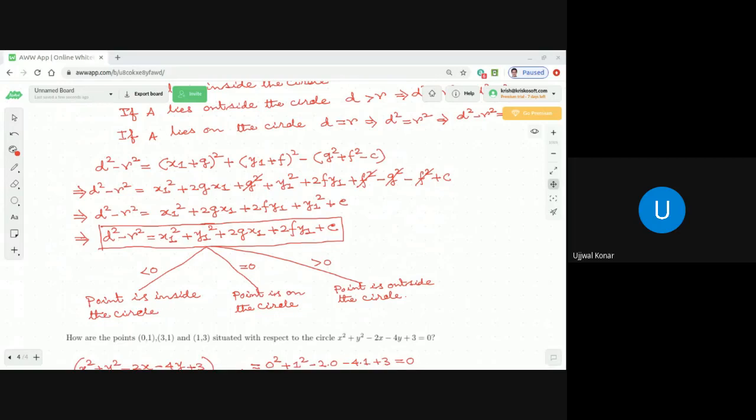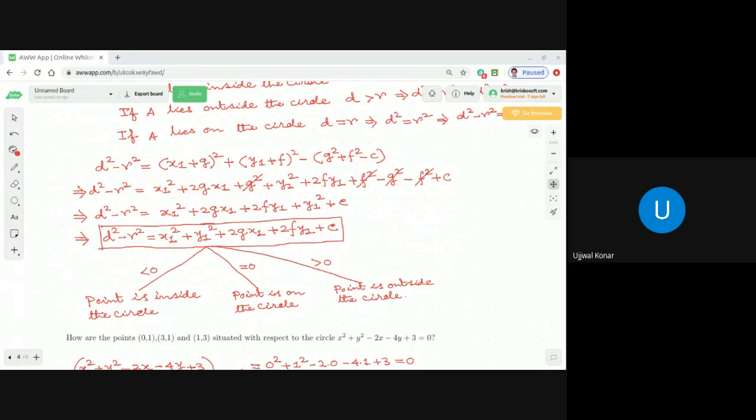Now, dear students, what I'm going to discuss is a point, a circle and a line, that is, how a line and a circle are relatively positioned.